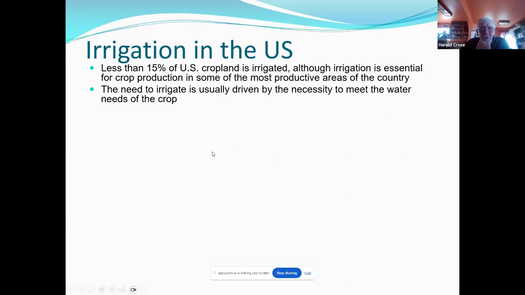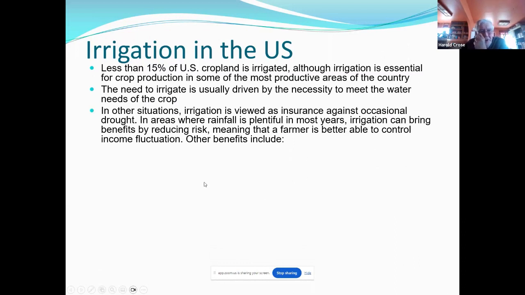The need to irrigate is usually driven by the necessity to meet the water needs of the crop. And we'll talk more about that a little bit later. In other situations, irrigation is viewed as insurance against occasional drought. In areas where rainfall is plentiful in most years, irrigation can bring benefits by reducing risk, and that's really important, meaning that a farmer is better able to control income fluctuation. Other benefits include improving crop quality. This is extremely important, and we'll talk more about timing of irrigation with stage of crop growth and how that comes into place, particularly with our vegetable crops.